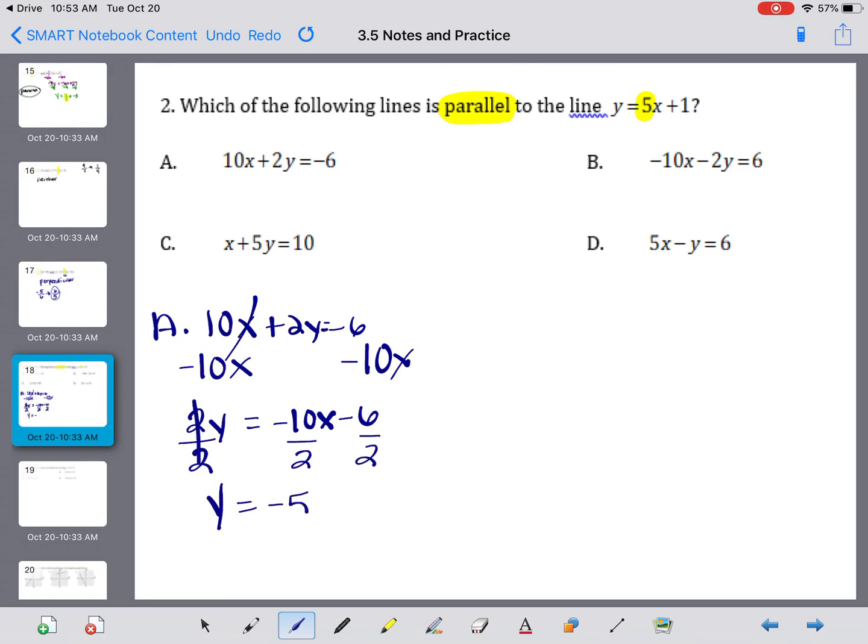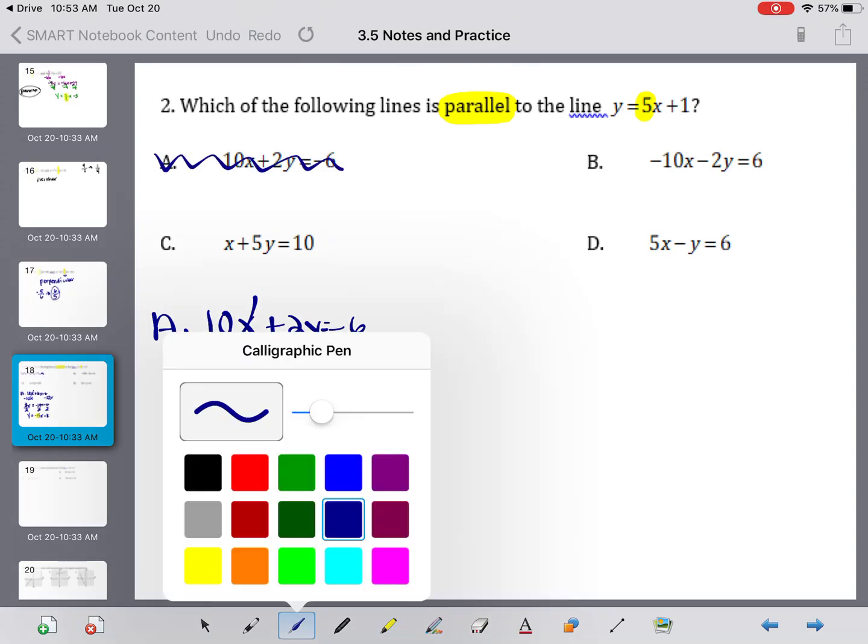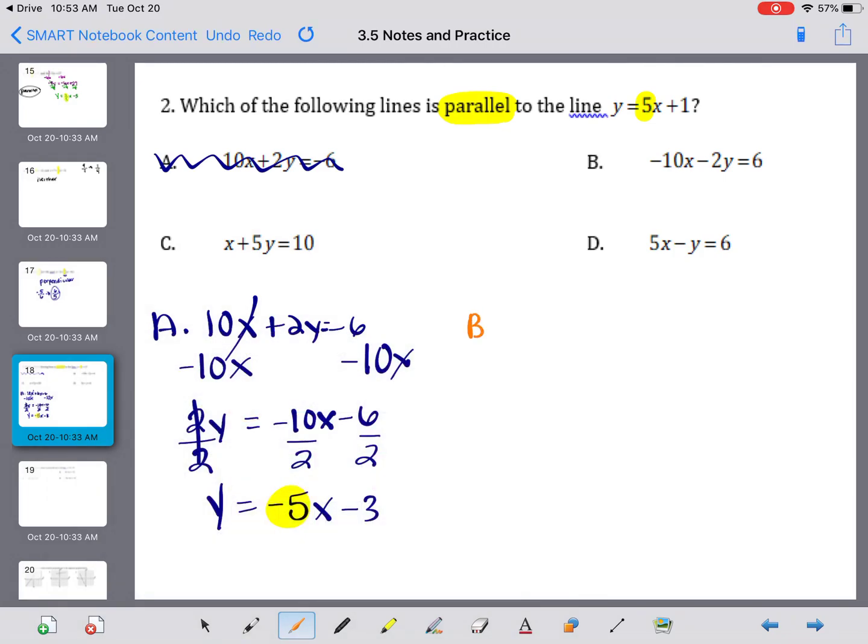Negative 10 divided by 2 is negative 5. And really aren't too worried about the y-intercept. We just care about the slope. These slopes are not exactly the same. They aren't parallel. So let's try b.